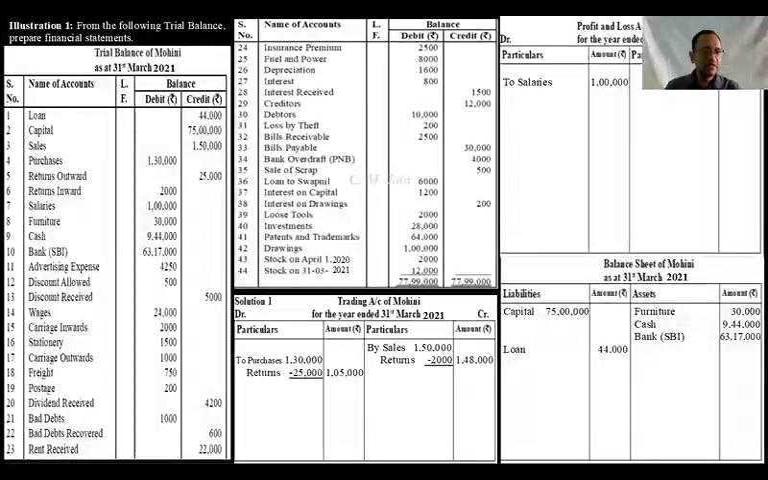Then next we are given advertising expense. Advertising expense is a selling and distribution expense. So it is an indirect expense. It will come in profit and loss account debit side. To advertising expense, 4,250.